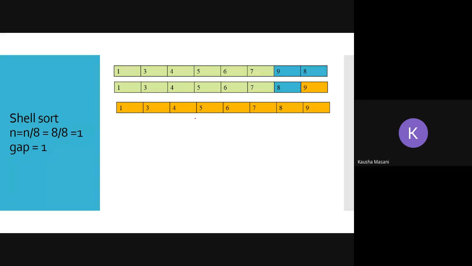Again it is not required to compare anywhere. So at the end you are getting a sorted array like this: 1, 3, 4, 5, 6, 7, 8, 9. This is your shell sort. Did you guys get it?